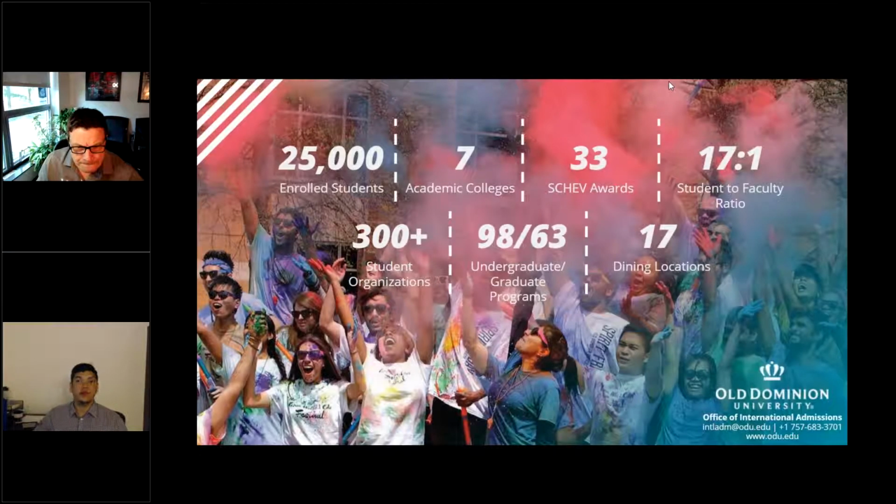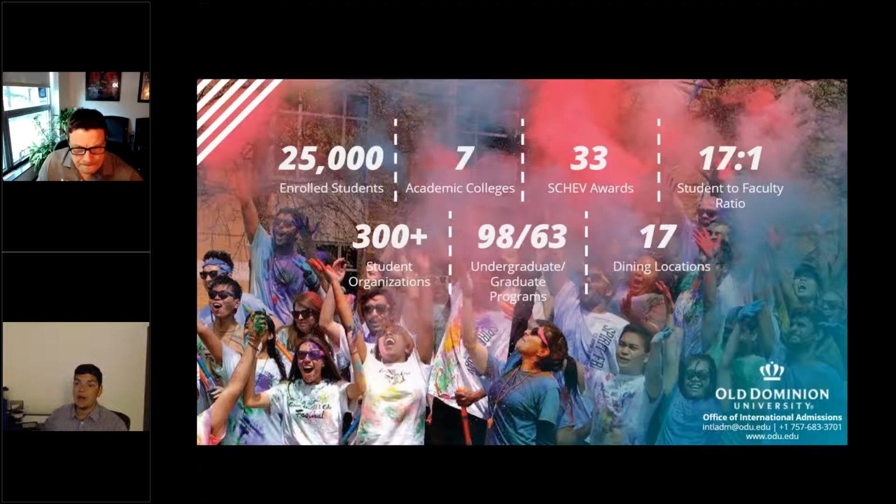So, a little bit of a holistic view of ODU. We're made up of 25,000 students. 19,000 of those are undergraduate students, and around 6,000 are graduate level students. We're broken up into 7 different academic colleges, so depending on the program, you'll be categorized in a different academic college. Engineering management will be under the College of Engineering.